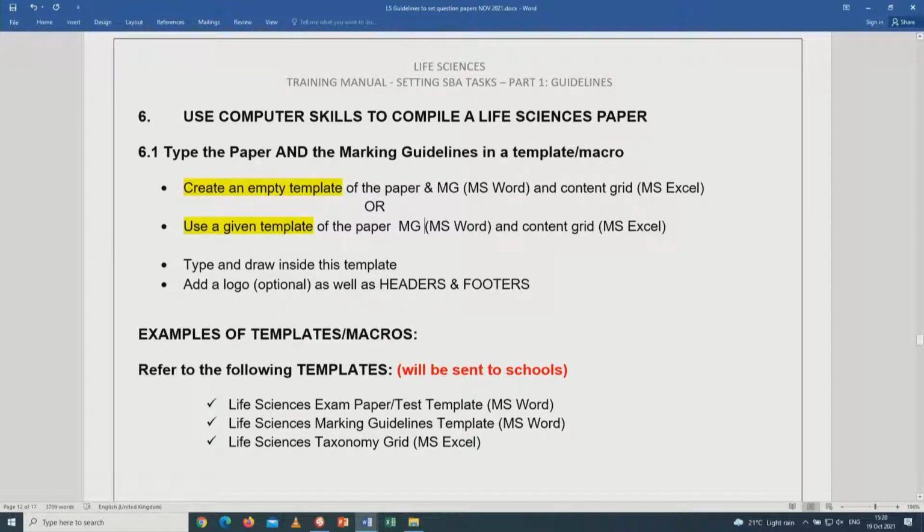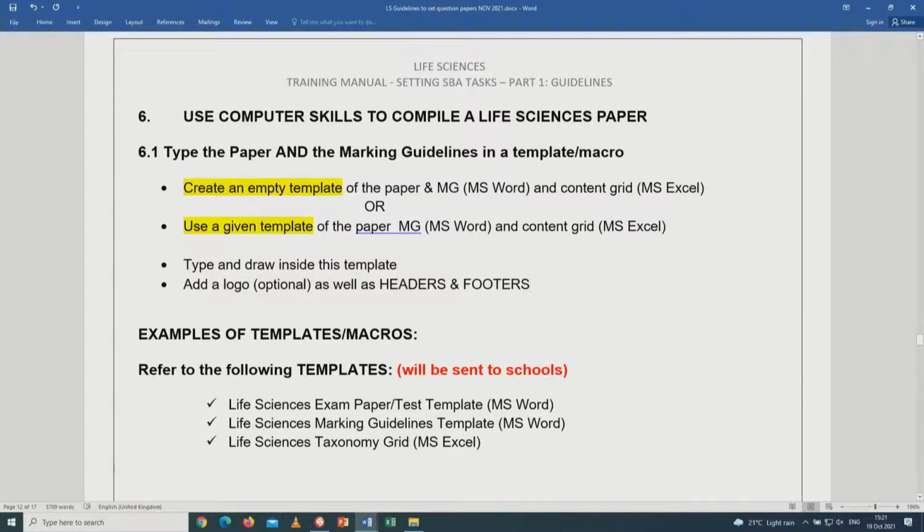Then, as I say, you type and draw, even draw your graphs as well as your diagrams inside these templates. And if you want to, because it's your paper, it's your school's paper, you can add a logo, as well as, of course, headers and footers. Headers and footers, we really like you to do that, because learners became used to our provincial and national set papers, and they always have headers and footers. I will show you what I'm talking about and how easy it is to add them. The logo is the school's logo. That's optional. You can add it or not.